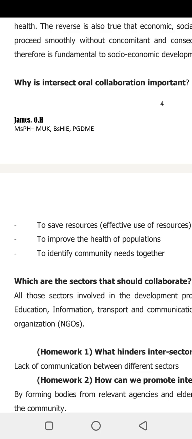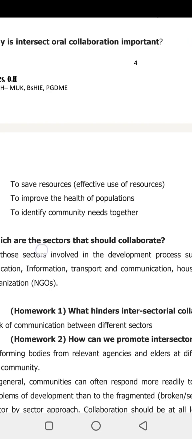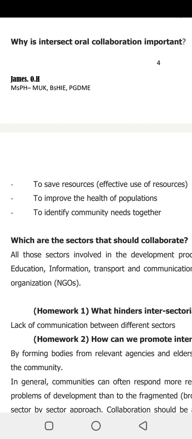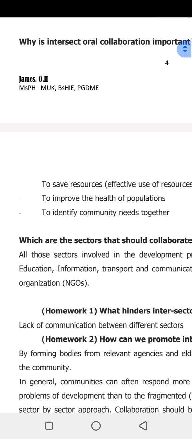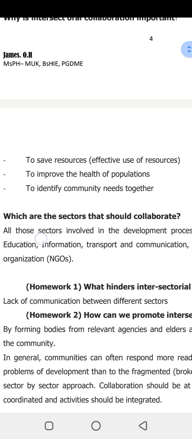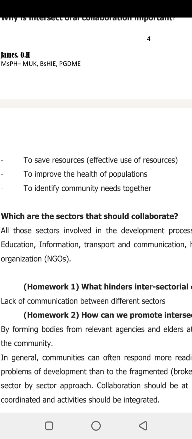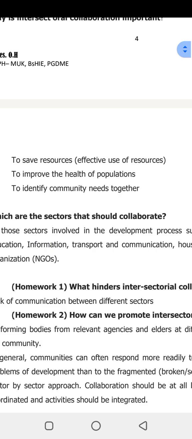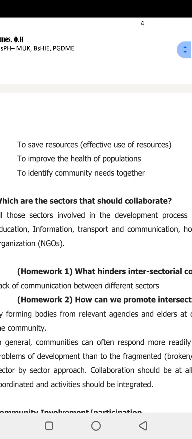Why is intersectoral collaboration important? After combining all the services together, after combining different sectors together, after them coming as a joint unit, forming what we call a joint unit, and they come together as one, we are now saying, first of all, it saves the resources, because there is effective use of resources. So first, it improves the health of the population.